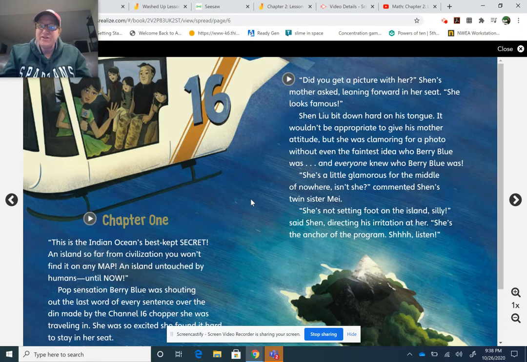Did you get a picture with her? Shen's mother asked, leaning forward in her seat. She looks famous. Shen Lu bit down hard on his tongue. It wouldn't be appropriate to give his mother attitude, but she was clamoring for a photo without even the faintest idea who Barry Blue was. And everyone knew who Barry Blue was. She's a little glamorous for the middle of nowhere, isn't she? commented Shen's twin sister May. She's not setting foot on the island, silly, said Shen, directing his irritation at her. She's the anchor of the program. Shh, listen.